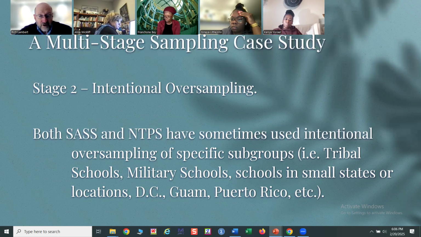They also sometimes have chosen to do oversampling of states or territories or locations. For example, DC, Guam, Puerto Rico, Delaware, etc. These are very small units. And if they just let the random sampling process work, they might not get very many and you might not have enough. So now you might say, well, okay, that's pretty cool. I get why they would do oversampling. But now don't I have this biased sample, where I'm making tribal schools count for more than they should or something like that? Well, stay tuned. We're going to talk about that too. And this is why we call this a complex multi-stage process, because there's more to come.